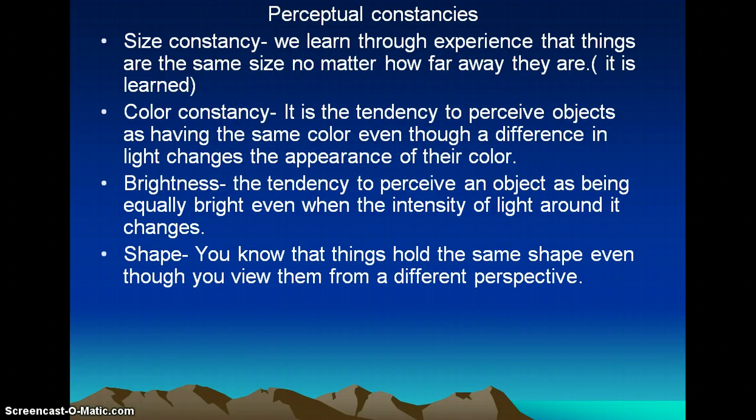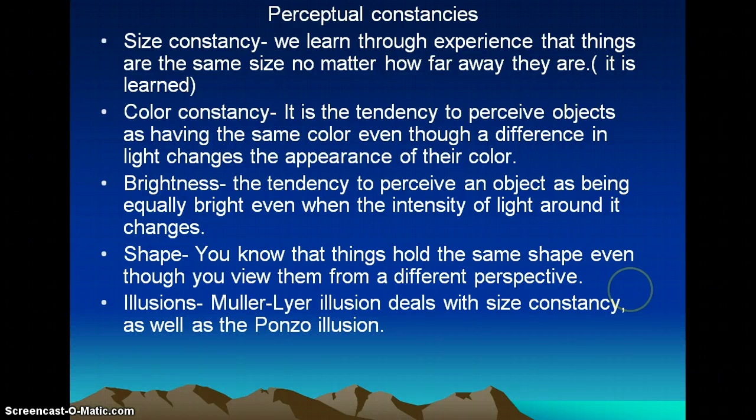Shape constancy: you know that things hold their shape even though you view them from different perspectives. If you're looking straight on at a door, it's a rectangle, but as you go to the right, it turns into a trapezoid. But you don't start freaking out. You know as soon as you walk back over there, it's going to look like a rectangle again.